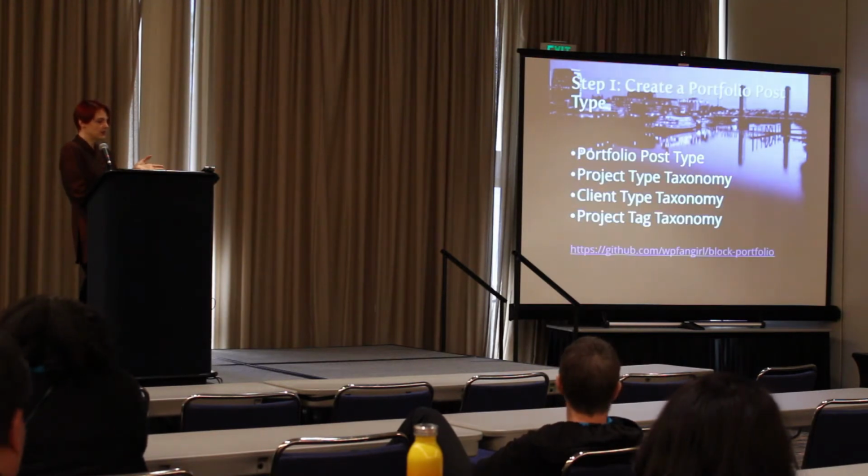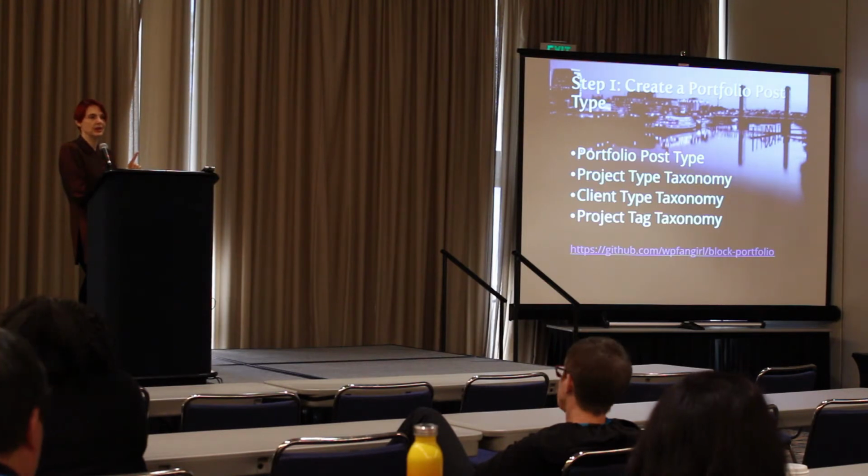So it goes like this. You have to create your portfolio post type. I created this also with 3 different taxonomies to organize the projects, and I thought, well, the ones I'm most likely to use are project type, which is to say something like, was this a membership site? Was it an e-commerce site? Was it a marketing site?